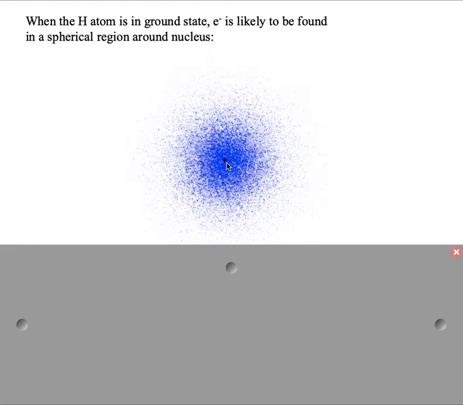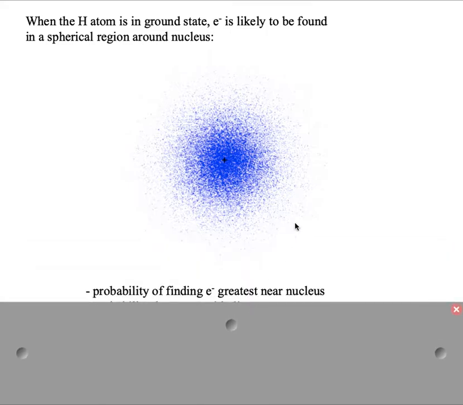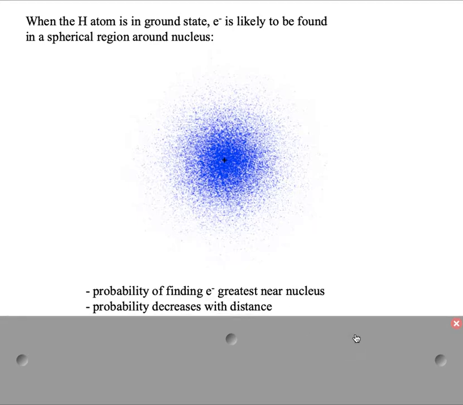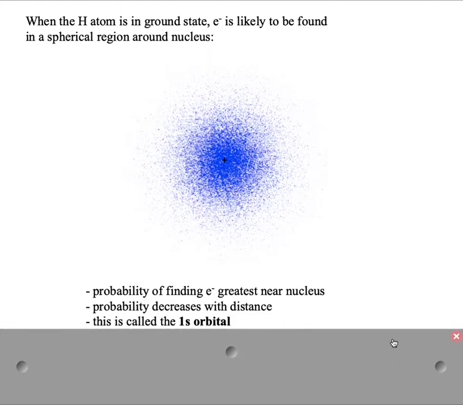So as you can see, because the blue dots are densest closest to the nucleus, that means that the probability of finding the electron is greatest near the nucleus. As you move away from the nucleus in a spherical fashion, you can see that the density of the blue dots decreases. So that means that the probability of finding the electron decreases as you move further away from the nucleus. We call this orbital the 1s orbital.